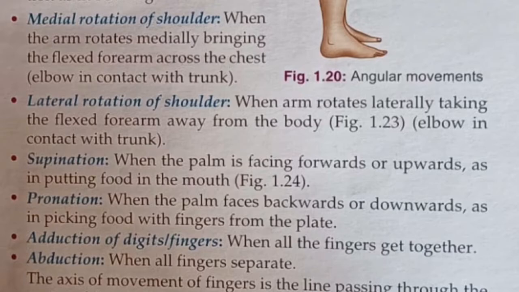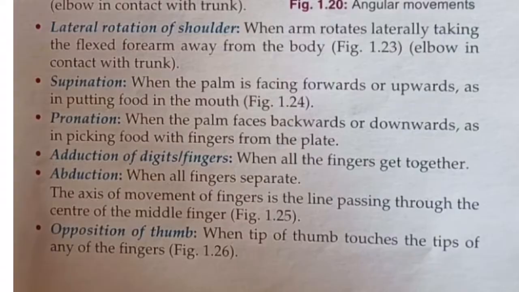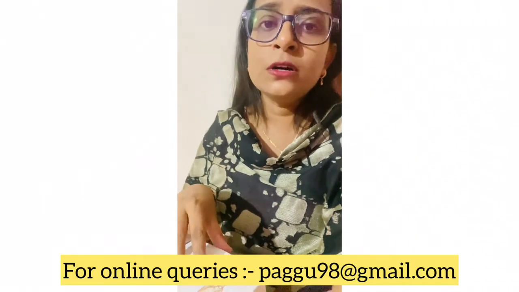Okay, abduction of the fingers. When all fingers get together, adduction of digits of fingers, abduction like this of the fingers, adduction and abduction. Opposition of the thumb. When the tip of the thumb touches the tips of any other fingers, this one is the opposition of the thumb. Okay, opposition of the thumb. I'll be posting all the images, you will just understand that.